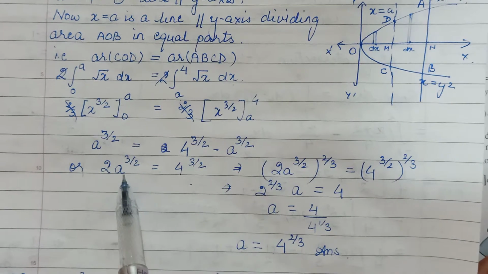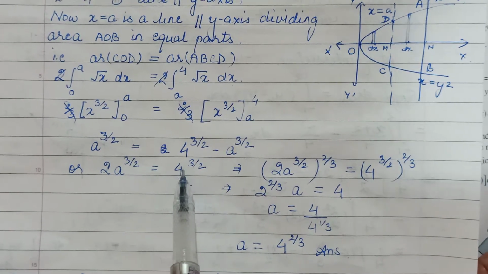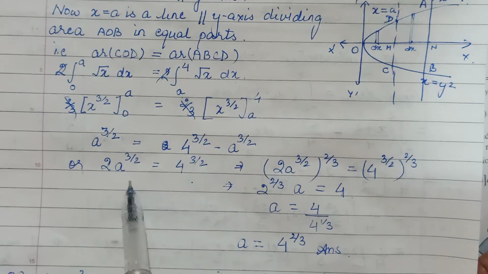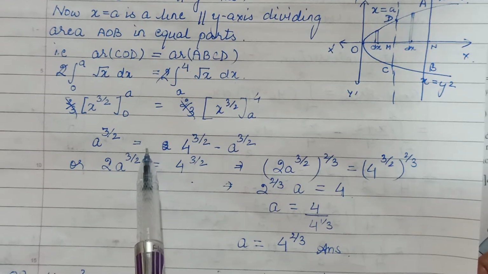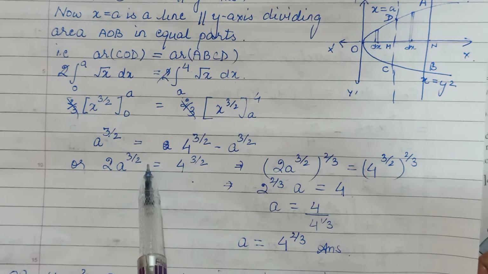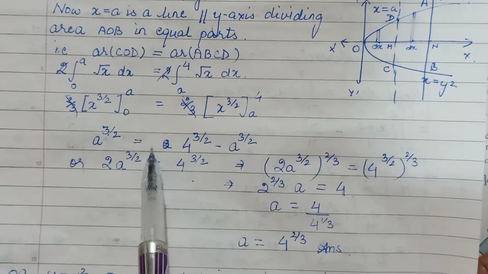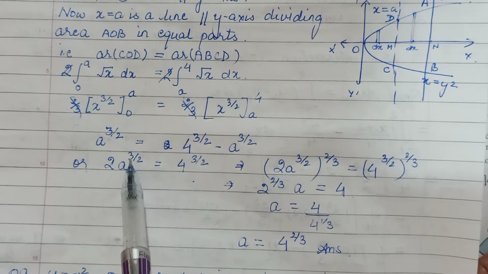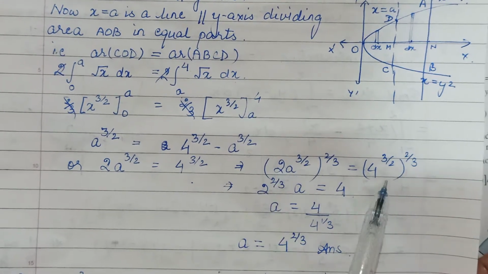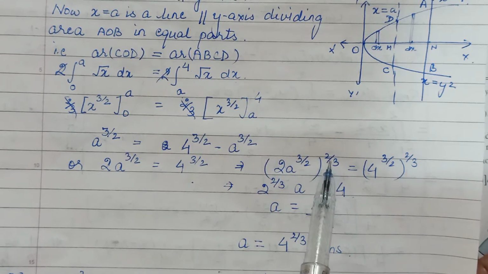So this becomes 2 times a to the power of 3 by 2 equals 4 to the power of 3 by 2. अब हमें a निकालना था, तो यहाँ इसका 3 by 2 root चल रही है. So we'll raise it to the power of 2 by 3. That 3 by 2 to the power of 2 by 3, your powers get balanced, and it becomes a to the power of 1, which is a. So we are raising either side to the power of 2 by 3 now.